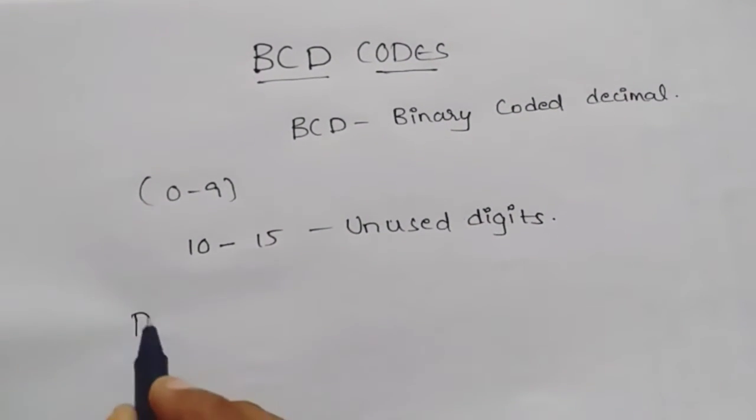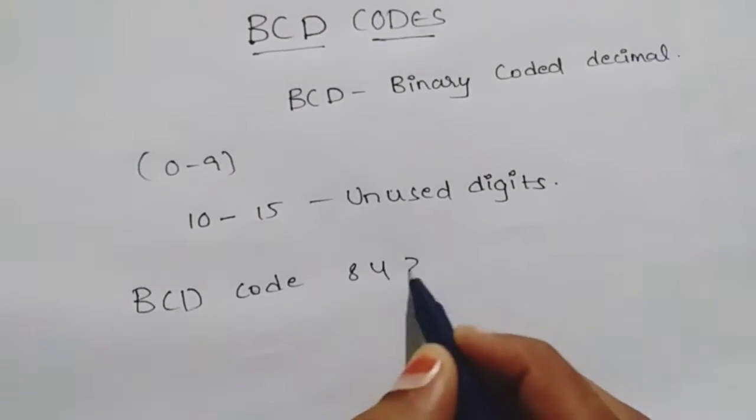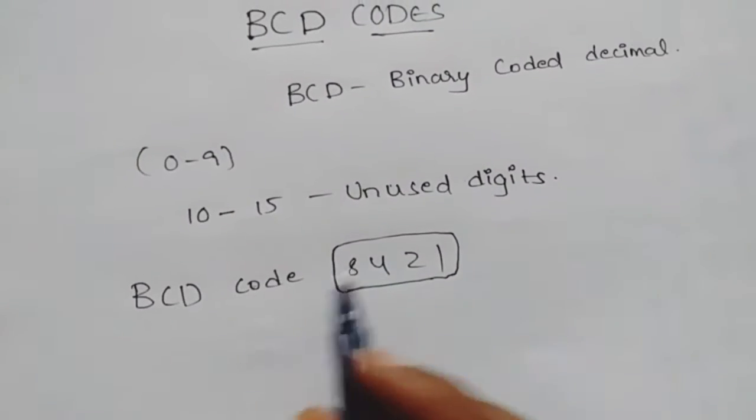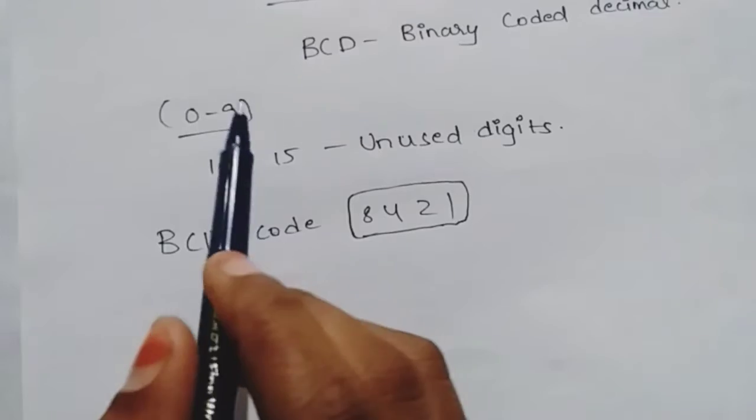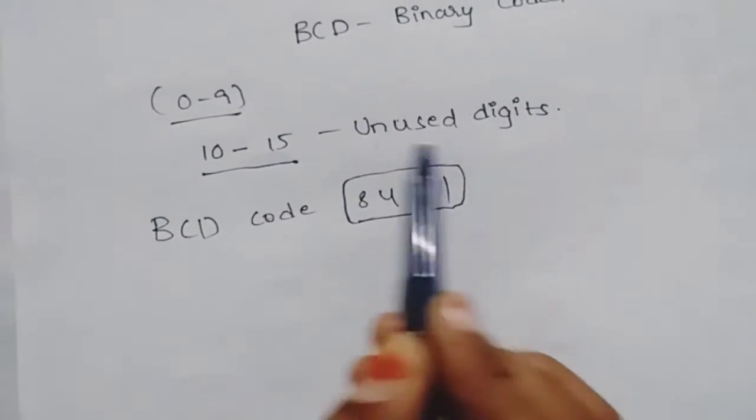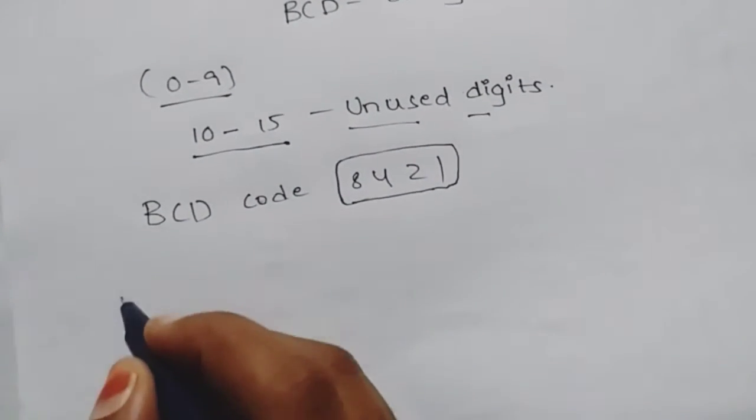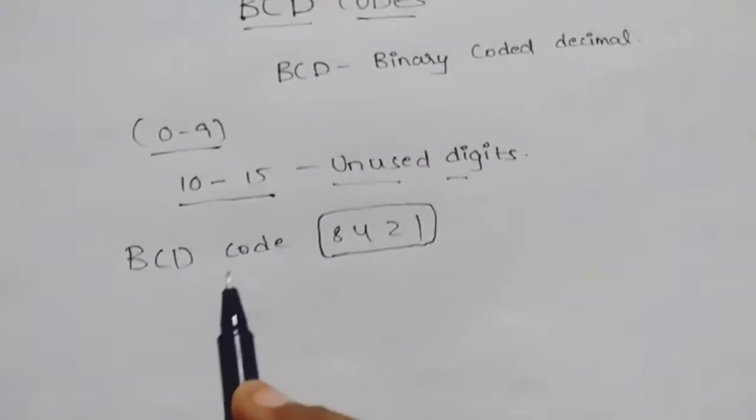In BCD code we use the 8421 code. We already saw the 8421 code in the previous section. Its advantage is that 0 to 9 are perfectly binary coded decimals, and 10 to 15 are unused digits. This is one big disadvantage. The 6 unused combinations are the disadvantage of BCD codes.